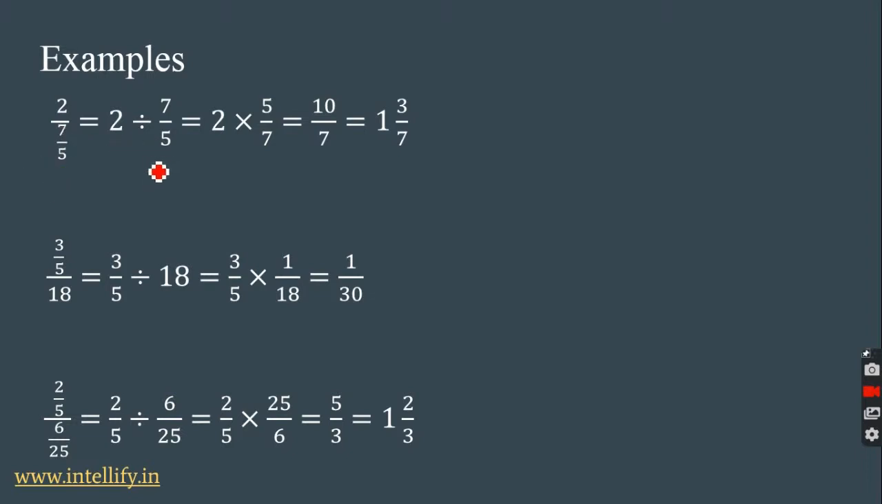Now you can't go multiplying and reducing here, because don't forget you need this to be a multiplication sign. So we need to take the reciprocal here. So this becomes 2 into 5 by 7. Now we can solve it. Nothing to be reduced here, so 2 into 5 by 7, that is 10 by 7, which is 1 3 by 7, which is the answer.